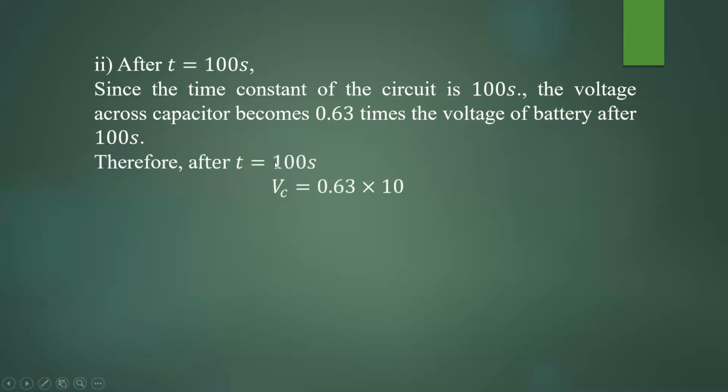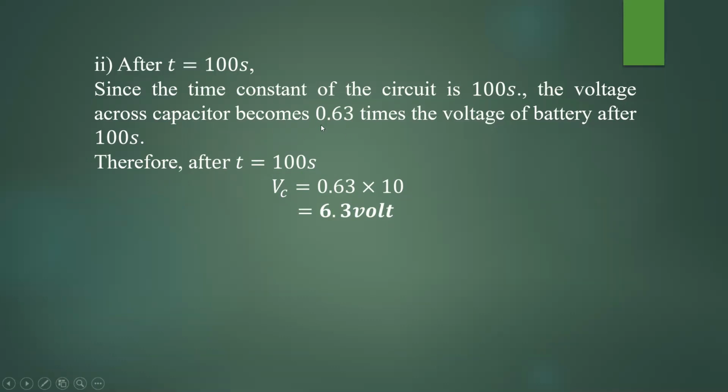Therefore after T is equal to 100 second, VC, voltage across the capacitor, is equal to 0.63 times of the V naught. What is V naught? It is 10 volt. So what is the voltage? Can you calculate? 6.3 volts. That is definitely 6.3 volt. Okay, that is the voltage across the capacitor at t is equal to 100 seconds.